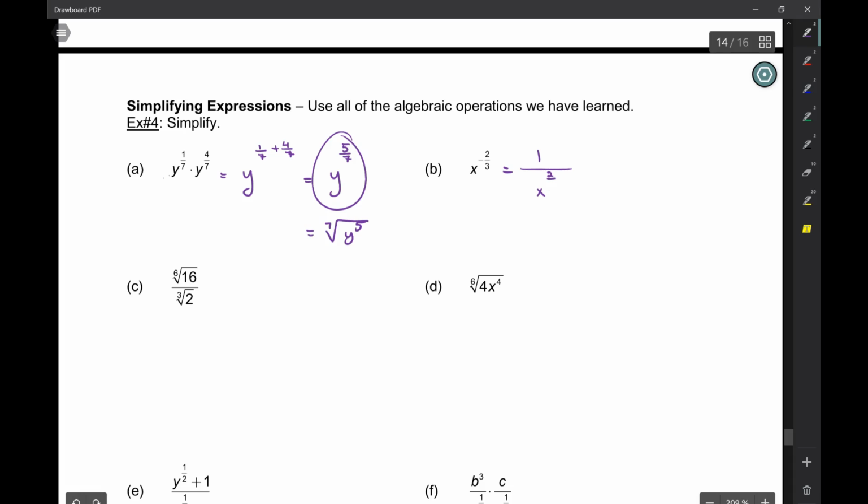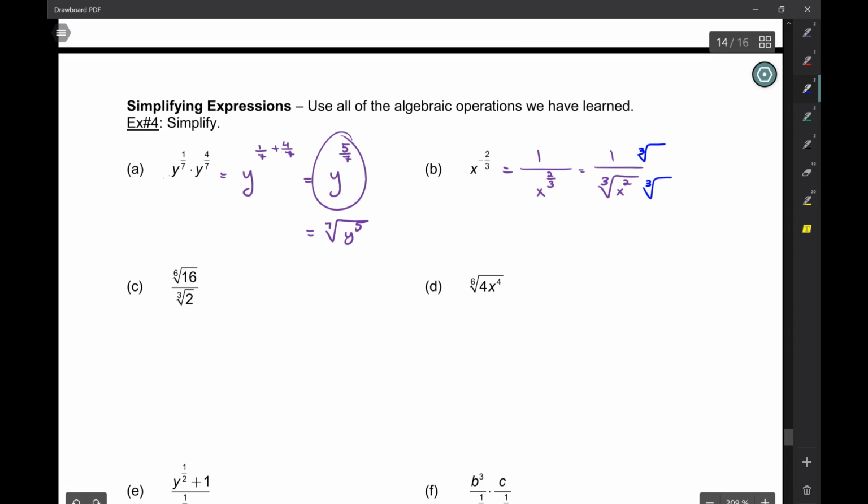1 over x to the power of 2 over 3. Okay. So you are not allowed to have fractional exponents in the denominator. Why is that? Because if I were to write this like this, look, now I have a root in the denominator, which is not cool. So what am I going to do? You have to rationalize this one, right? So I'm going to have to multiply by a cube root of something.